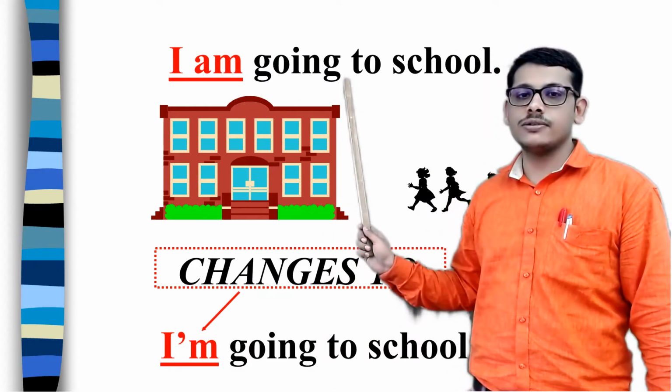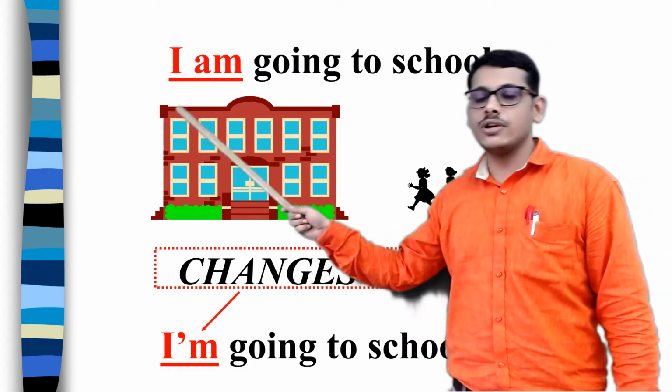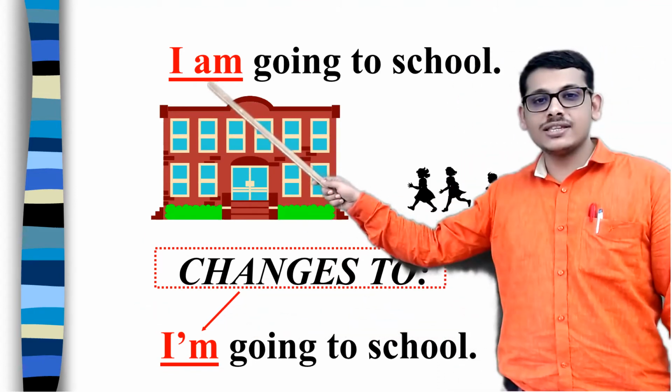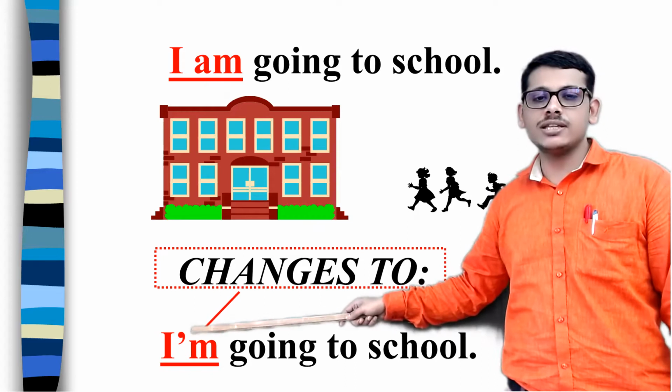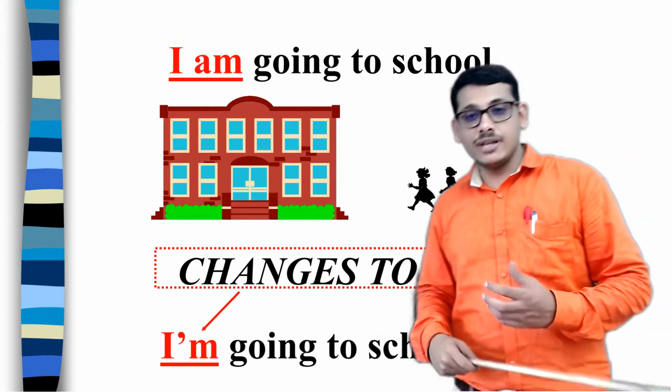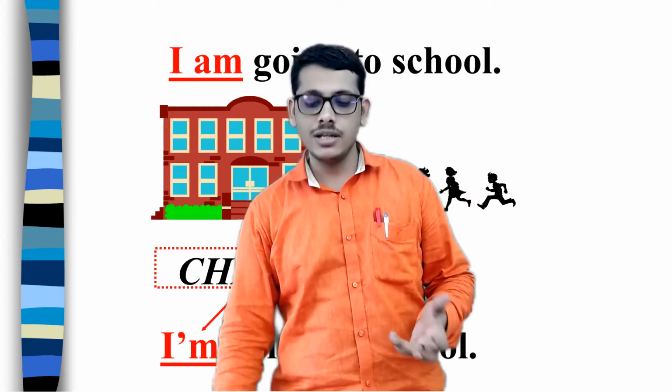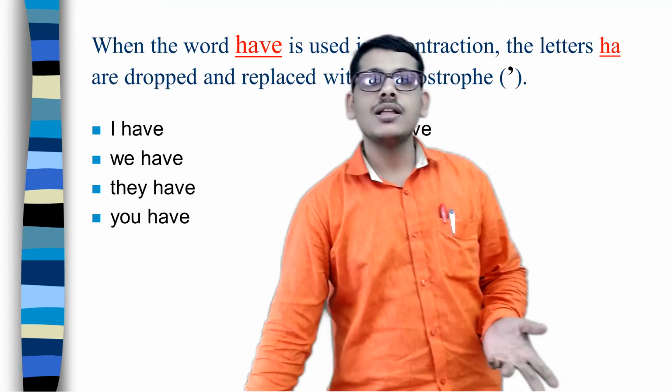Let's have a few examples. I am going to school. Instead of saying I am going to school, you can just say I'm going to school. So this A I have dropped and replaced with an apostrophe. So it becomes a natural way of speaking. Whenever we are talking with someone, naturally, automatically contractions will happen.